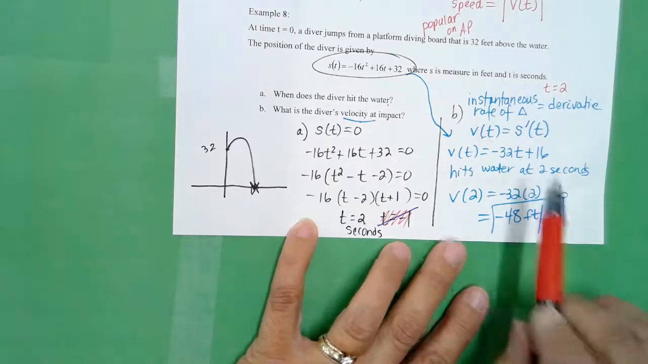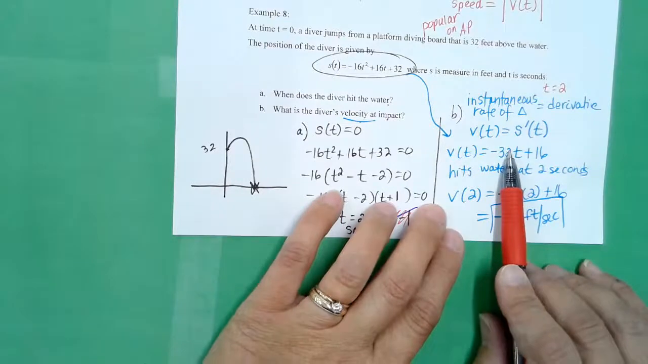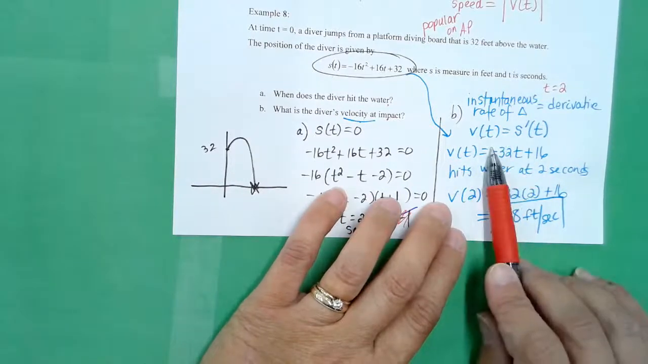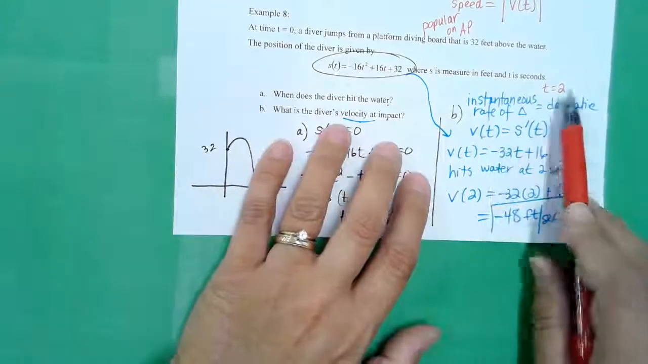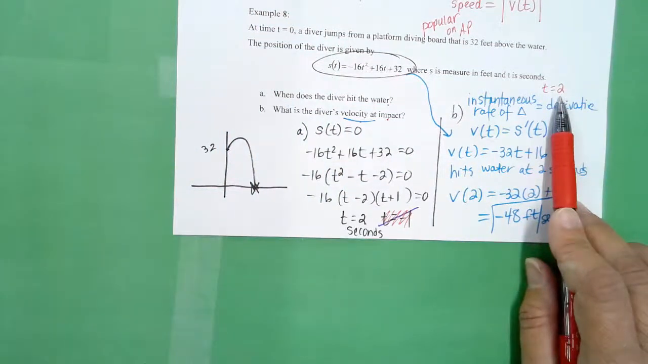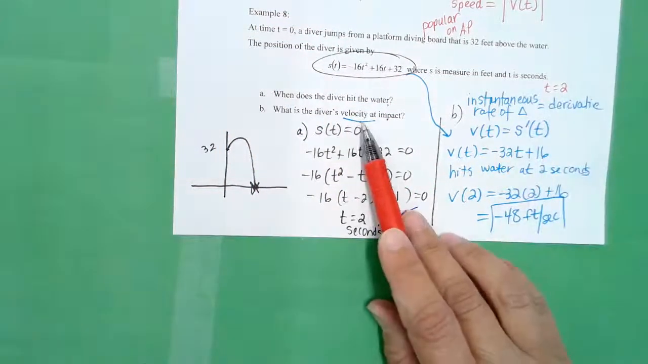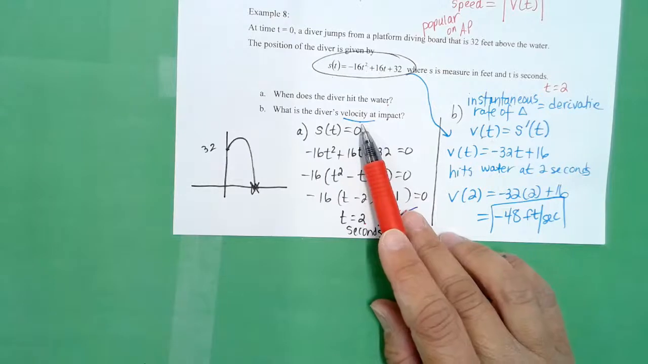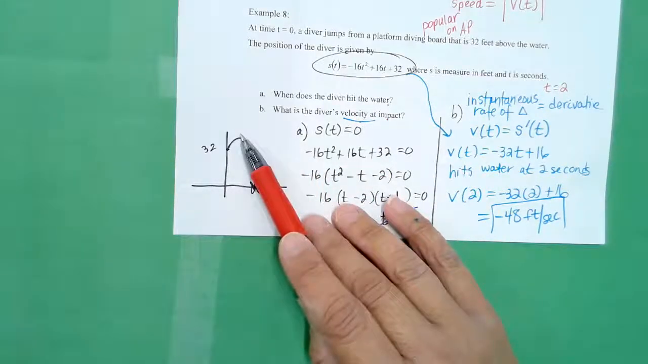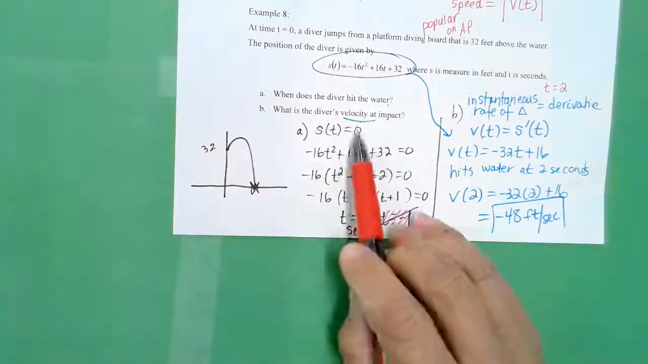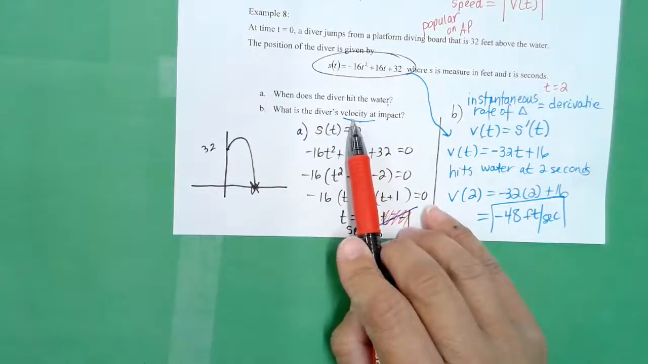When you were in algebra, if you needed to find the velocity at impact, I'm trying to think what you probably did. I don't even know if you were looking for velocity. You probably in algebra just figured out the maximum height and things like that. You probably did not talk about the idea of velocity.